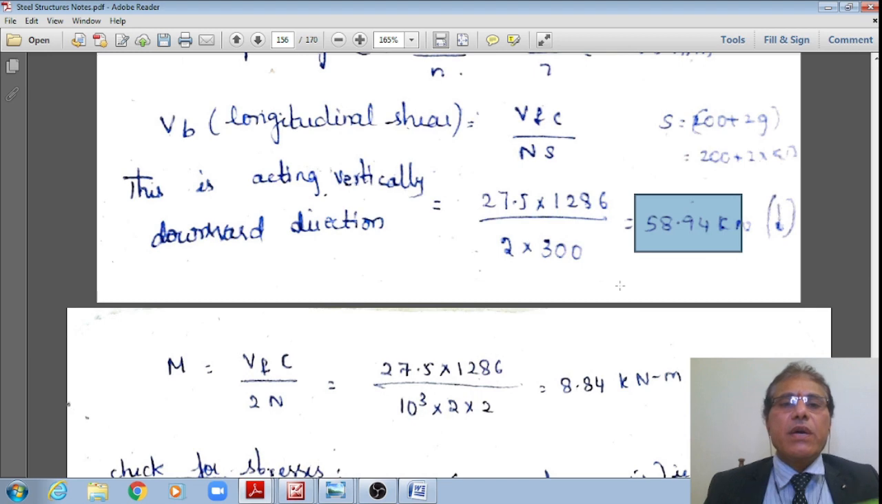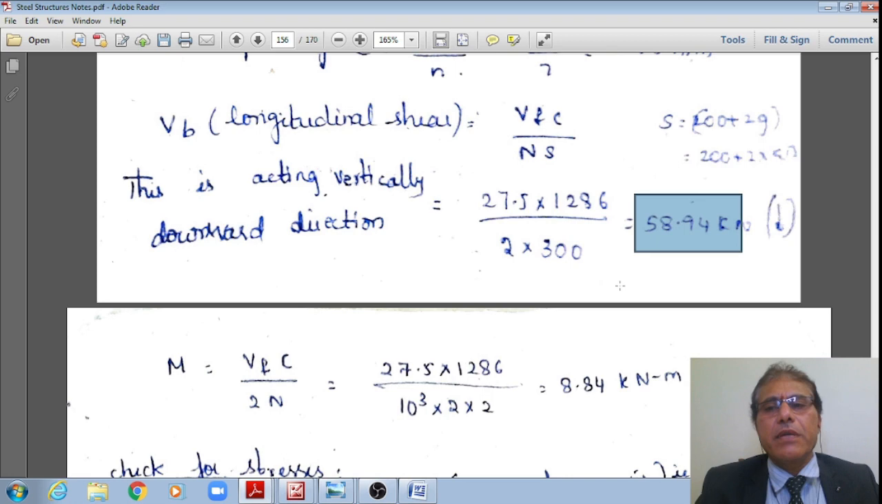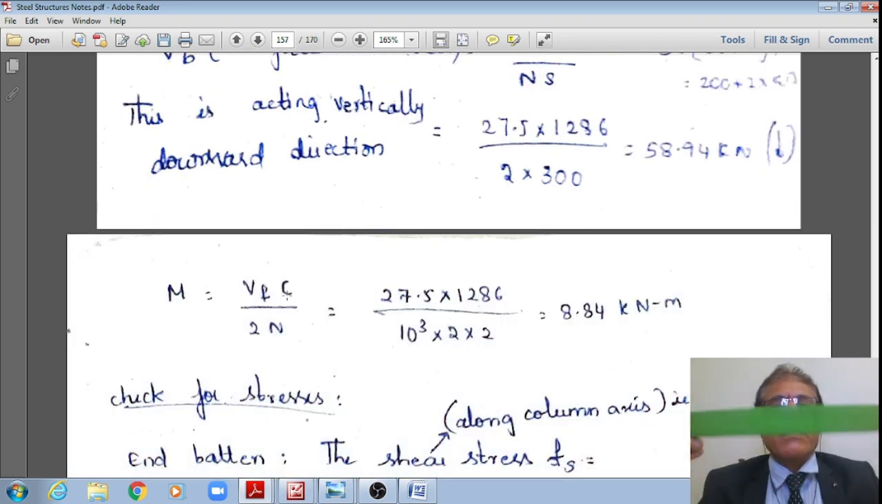Actually, this shear force is acting in the longitudinal direction of the column. Therefore, it is acting in the vertical direction. Actually, it is a shearing force for this plate, right? For this plate. Now, also the bending moment, right?